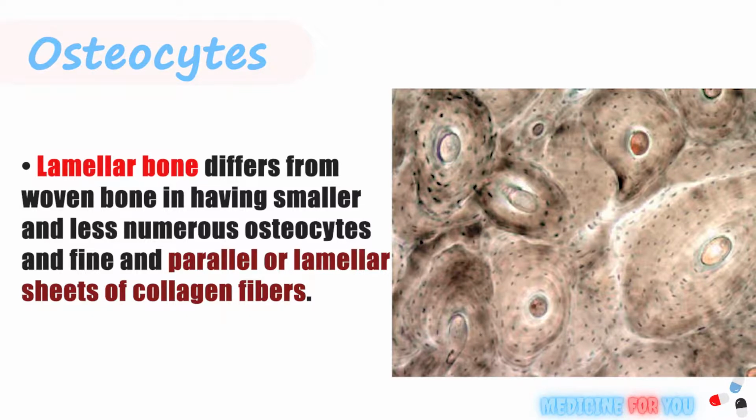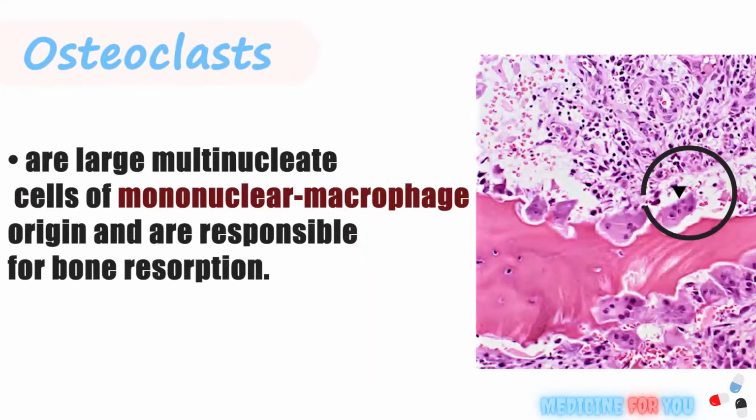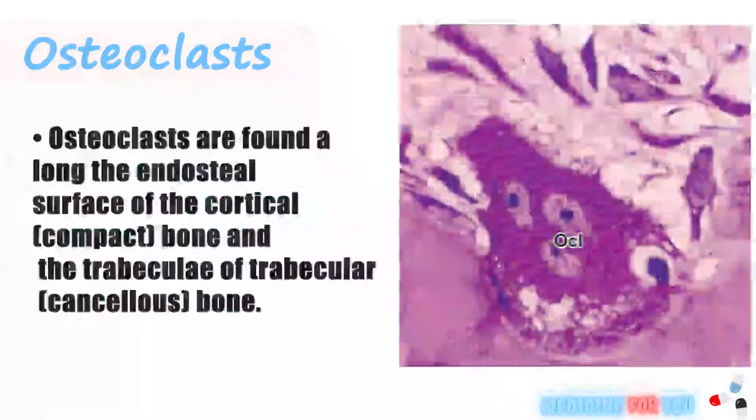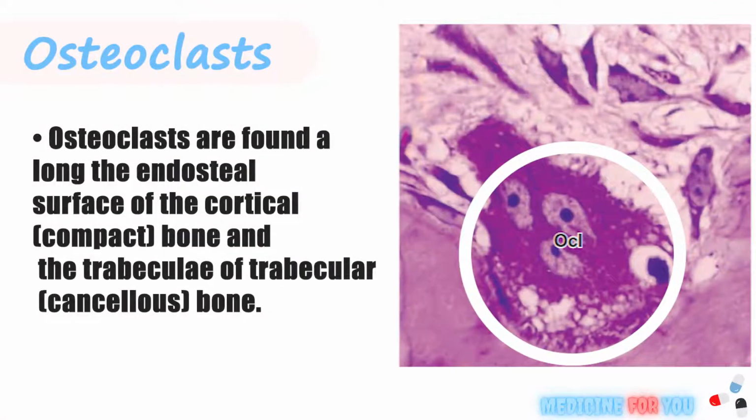3. Osteoclasts are large multinucleate cells of mononuclear macrophage origin and are responsible for bone resorption. Osteoclasts are found along the endosteal surface of the cortical bone and the trabeculae of trabecular bone.